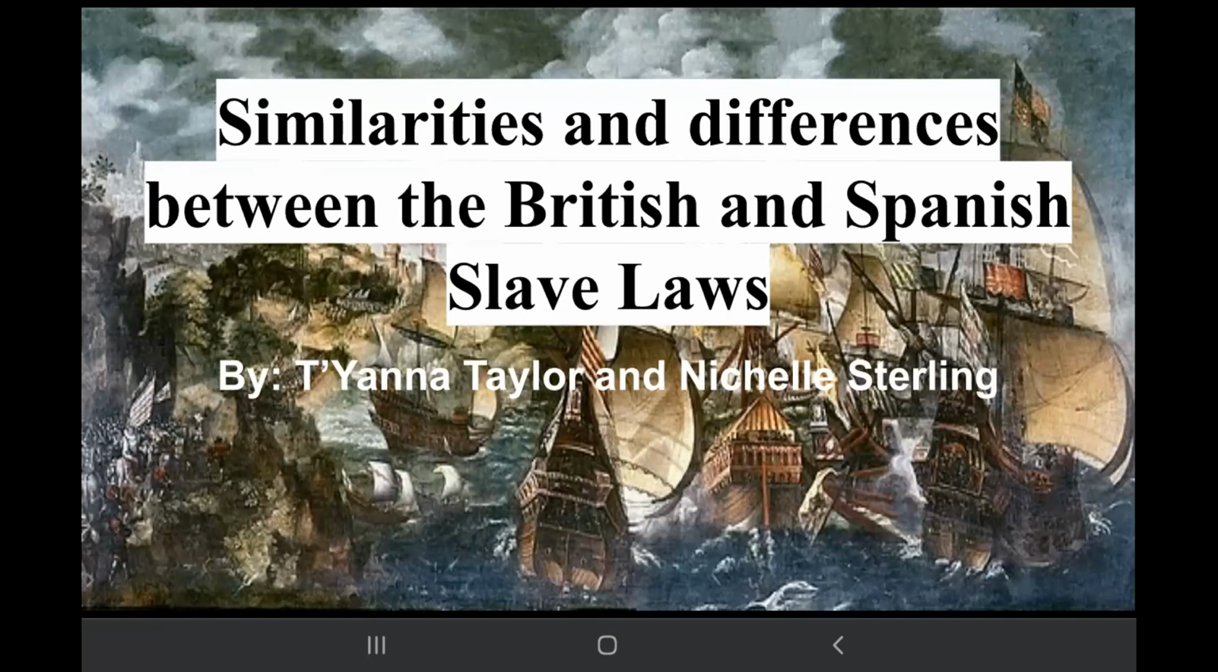Similarities or differences between the British and Spanish slave laws.